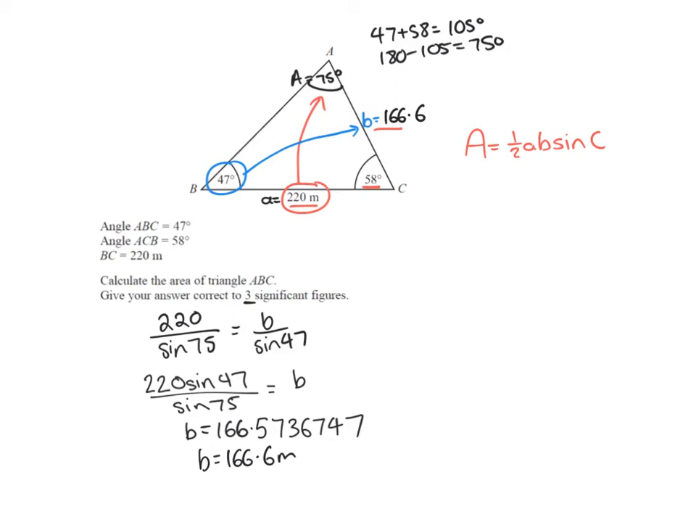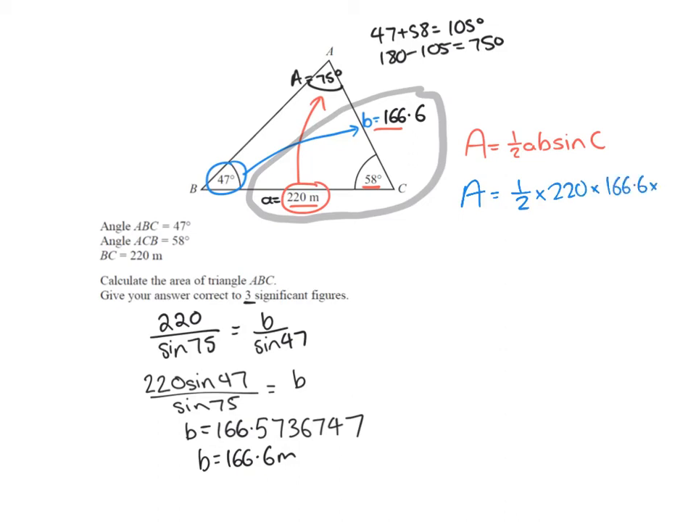So now I can label what I have here, 166.6 meters, and then to use this formula I need an angle and the two enclosing sides. So I need this bit of information here. Then I've just got to substitute it straight into that formula. So that's going to be that the area is equal to a half. a is 220, b is 166.6, and then times by sine of C, so sine of 58 degrees.